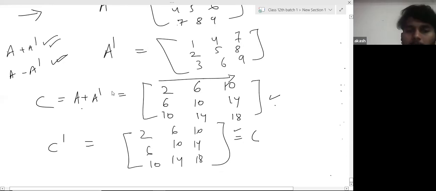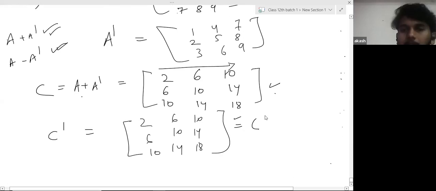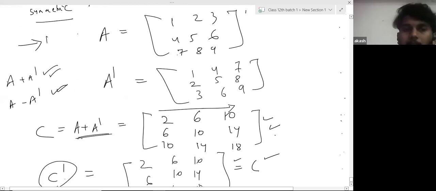If you try to find A minus A transpose, you will see we're getting the elements. D matrix: 1 minus 1 is 0. 2 minus 4 is minus 2. 3 minus 7 is minus 4. 4 minus 2 is 2. 5 minus 5 is 0. 6 minus 8 is minus 2. 7 minus 3, 4. 8 minus 6, 2. 9 minus 9, 0. Right.